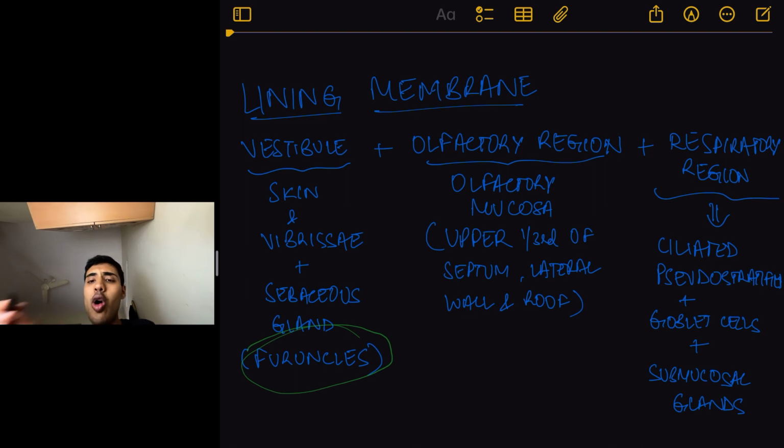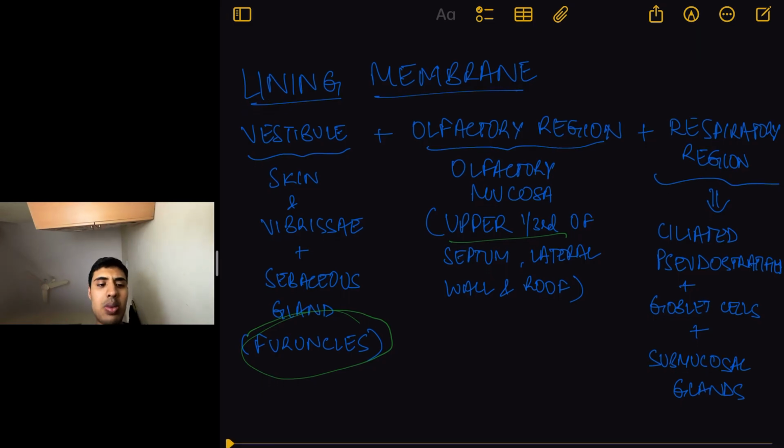Then come to the olfactory region. In the nasal mucosa, the nasal cavity proper, you have two regions. You have the olfactory region and you have the respiratory region. The olfactory region is lined by olfactory epithelium. Olfactory epithelium helps in the sensation of smell. So think of everything that is on top: the upper one third of the lateral wall, the roof of the nasal cavity, and the upper one third of the septum. That is where you have the olfactory region.